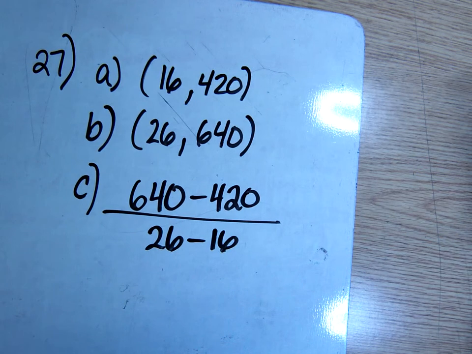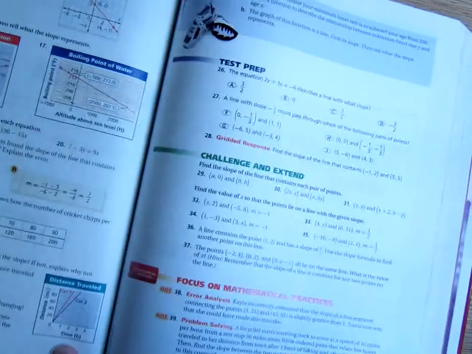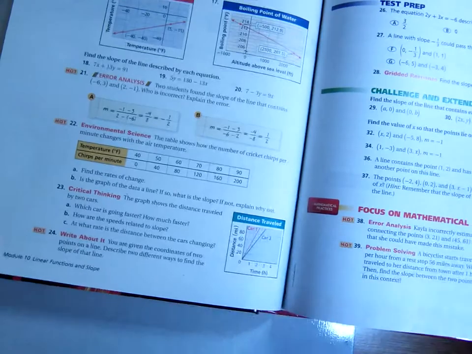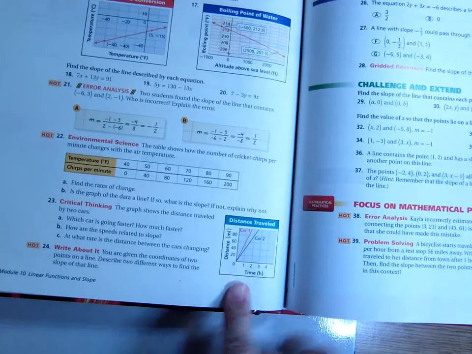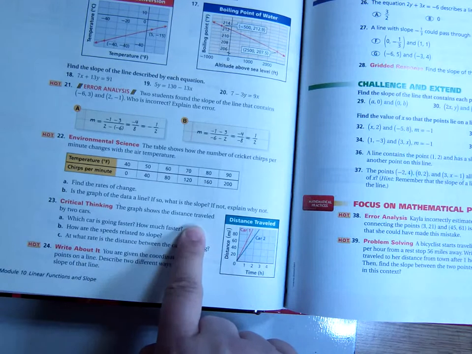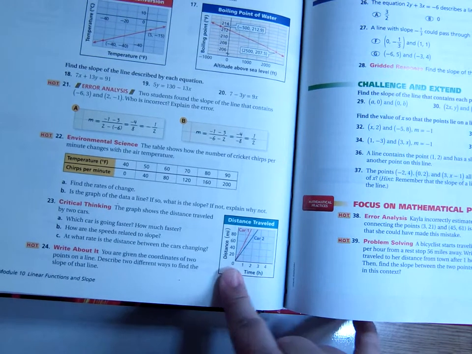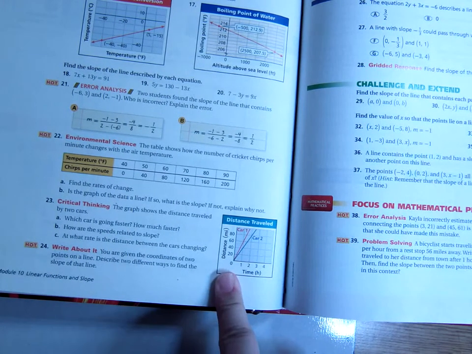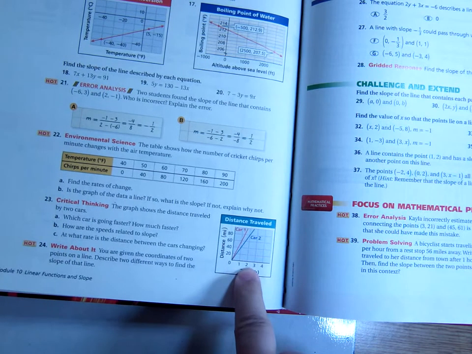Go ahead, I'm sorry. Okay, 1 second. Let me jump to that. This is on the second page, number 23. This is on page 268. It's at the bottom of the page down here and has a little graph. And it says, the graph shows the distance traveled by two cars, which car is going faster, how much faster, etc. So it has car 1 and car 2.